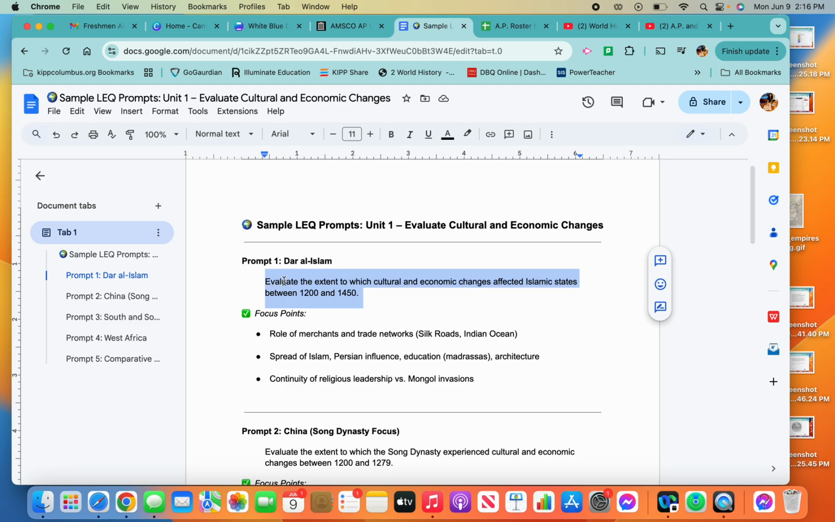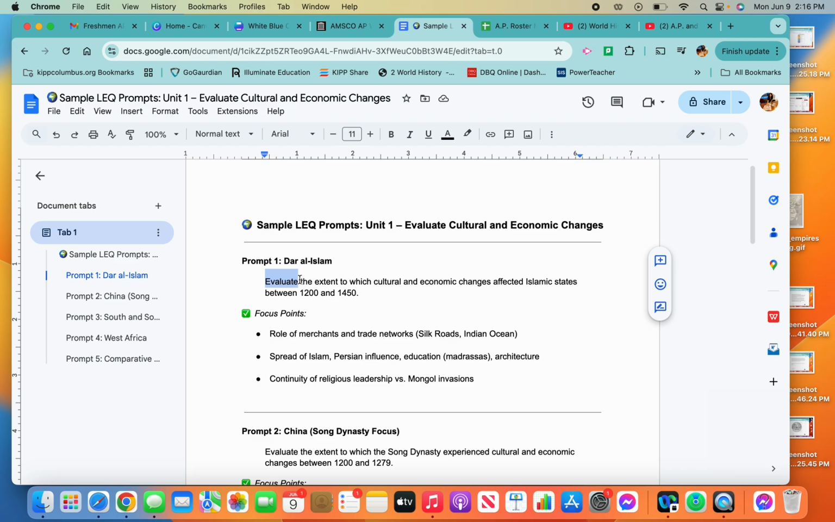So here you have: evaluate the extent to which cultural and economic changes affected Islamic states between 1200 and 1400. Wow, that is a big question. But when we know how to break it down, it becomes pretty easy. When we see evaluate, you have to make a judgment, right? You're going to be judging what the changes are that are happening. There are many ways that you can answer this question, not just one.